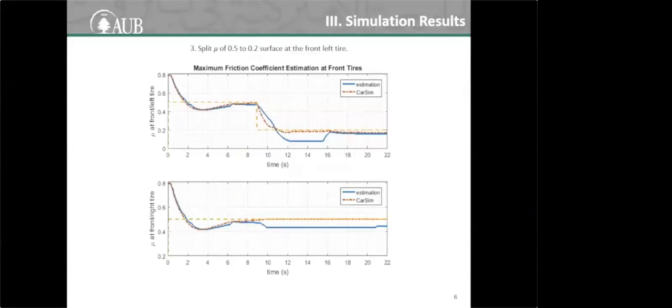Lastly, a split mu change on the left versus right tires is considered to assess the ability of individually estimating the TRF coefficient on both tires independently. When estimates for the maximum TRF on the left tire settle at mu equals 0.5, the split in mu drives the estimator to adapt to the change while it remains constant on the right tire.